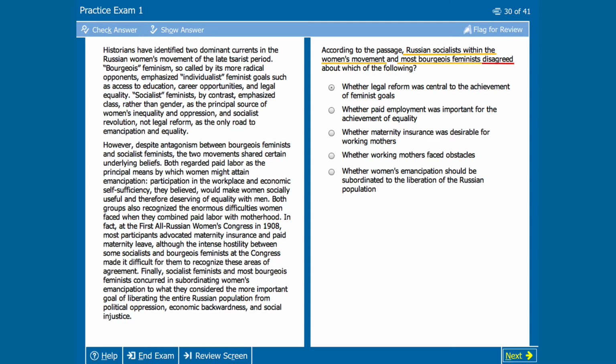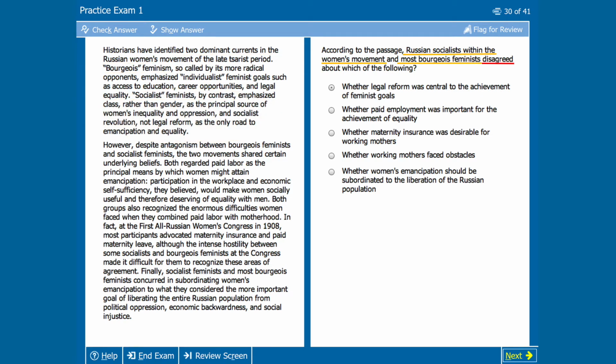The first paragraph tells us that there are two currents in the Russian women's movement. One is bourgeois feminists, and the second is socialist feminists. So the first paragraph is about the two groups in our question. Seems like a really good place to look for a difference between them. We should also notice that this paragraph contains the transition keywords by contrast. This indicates that this sentence is talking about differences between the socialist feminists in this sentence and the bourgeois feminists in the sentence before. So the by contrast sentence seems like where we want to look for our answer.